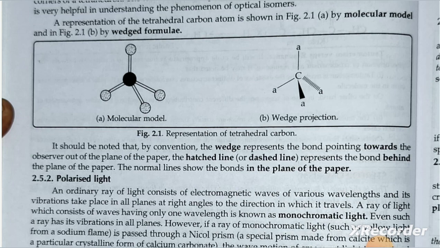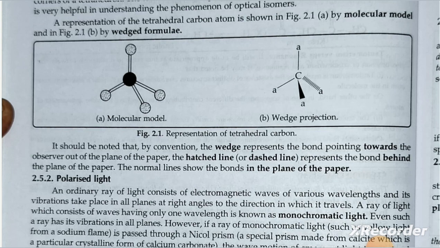Second is polarized light. An ordinary ray of light consists of electromagnetic waves of various wavelengths, and its vibrations take place in all planes at right angles to the direction in which it travels. A ray of light which consists of waves having only one wavelength is known as monochromatic light. Even such a ray has its vibrations in all planes.